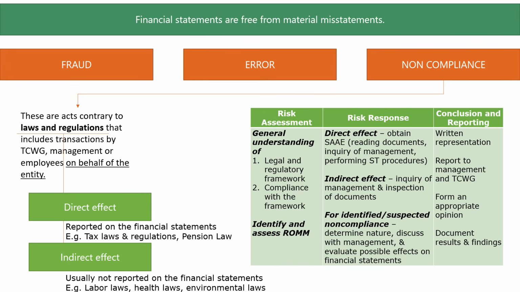So there you have it, fraud, error, and non-compliance are all misstatements. And so therefore, if you talk about material fraud, error, and non-compliance, it is the responsibility of the auditor to provide reasonable assurance that the FS are free from material misstatements.